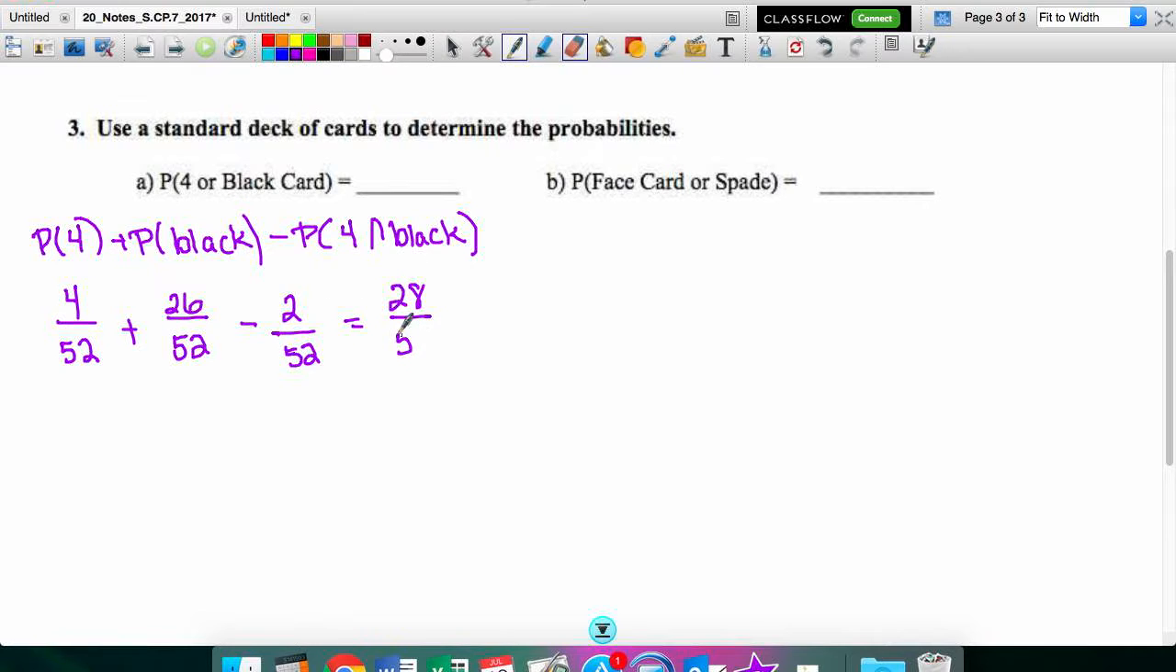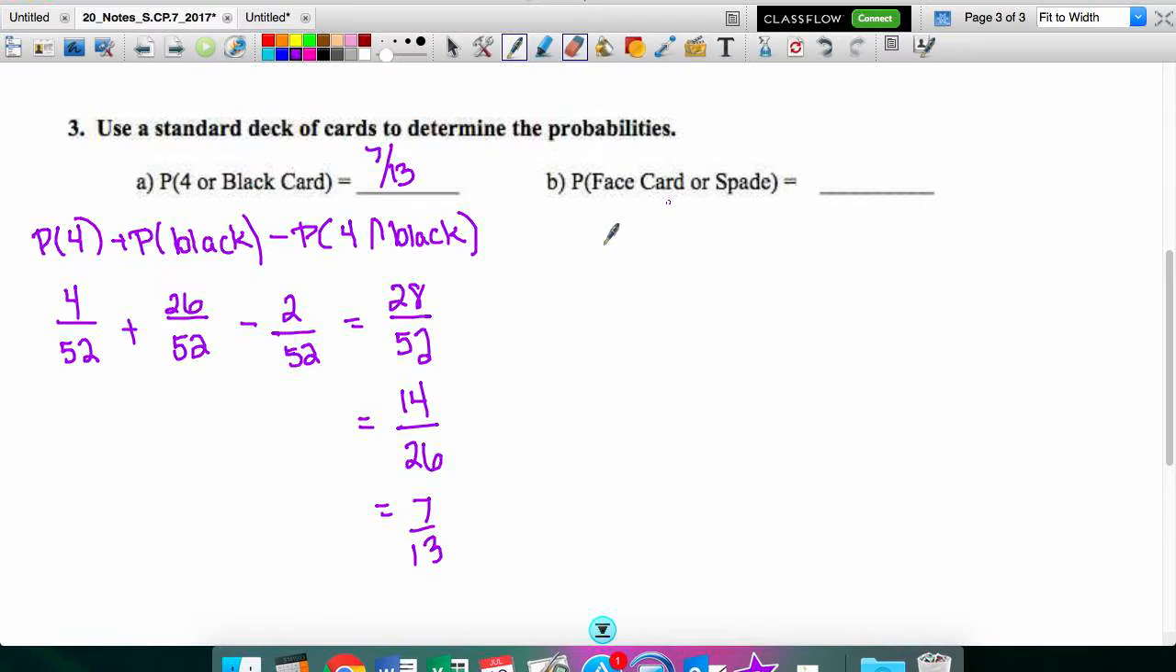of 52. So this is my probability, and as we know, we should reduce our final answer with probabilities. If we reduce this, I could cut it in half, 14 out of 26, and I could actually cut this in half again and get 7 out of 13 as my final probability. Or you can also give the decimal equivalent or the percentage.